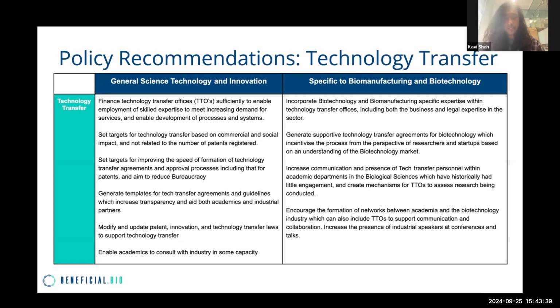And then specific to biomanufacturing and biotechnology, there's a real need for biotechnology expertise, in particular in legal teams within technology transfer offices, and generating supportive technology transfer agreements which incentivize the process with an understanding of the biotechnology market. Other things include increased presence of tech transfer personnel within academic departments of the biological sciences, and encouraging formation of networks. All of these are being done in different capacities, and further supporting these activities will support technology transfer.